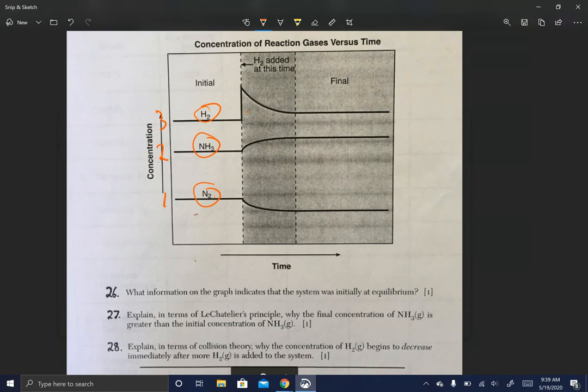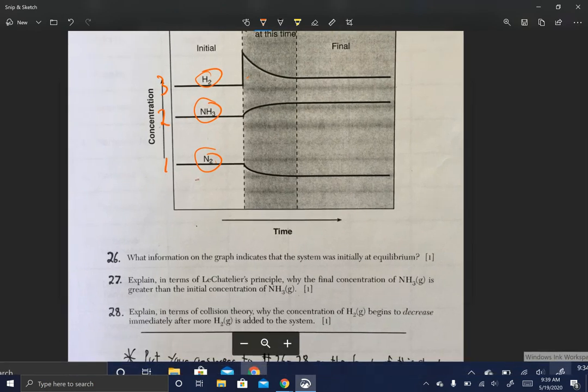As soon as you add more reactant, it starts reacting. So you add H2, it immediately starts colliding effectively with N2, therefore producing more ammonia. That's why it starts to decrease, because it starts reacting immediately, colliding with the N2 effectively. And there you go, collision theory. So you would say as soon as the H2 particles are added, they start to effectively collide with N2, making more NH3, which is why it starts to decrease.